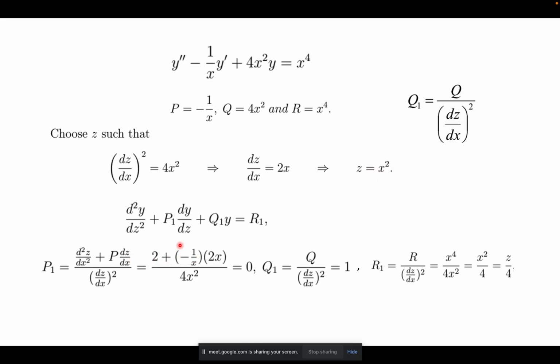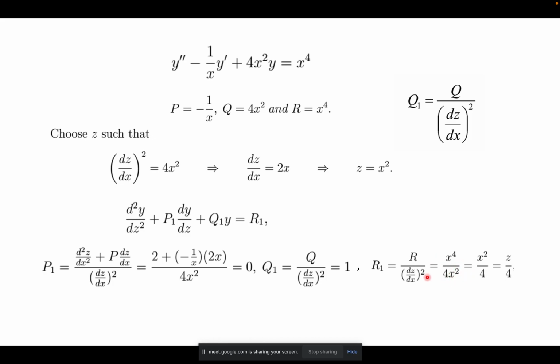So you have 2 plus minus 1 by x times 2x upon (dz by dx) whole square, where (dz by dx) whole square is just 4x square. If you solve this, you get the value of p1 equal to 0, right? So now you have the value of p1, you have the value of q1 which is equal to 1, which we just assumed, and the value of r1 is r upon (dz by dx) whole square. The value of r from the given differential equation is x power 4, so you have x power 4 upon 4x square.